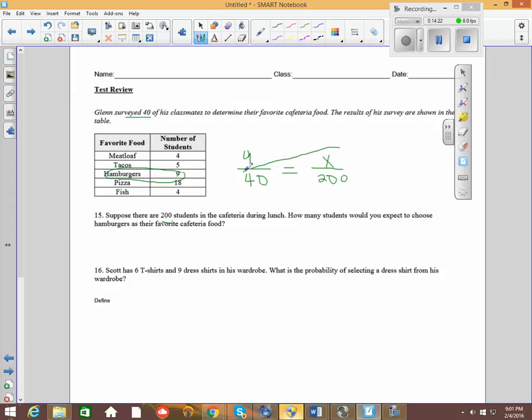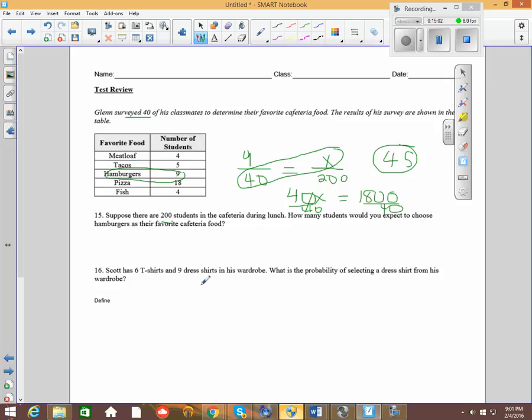So we're going to multiply cross products. So you have 40x equals 1800. And so we would divide. We're not going to leave it at 1800. We have to divide by 40 because that's the only way to get rid of the number next to the x to make the x by itself. So you divide both sides by 40. When you divide 40 into 1800, you're going to get 45. So divide it step by step. You will get 45 for your answer.